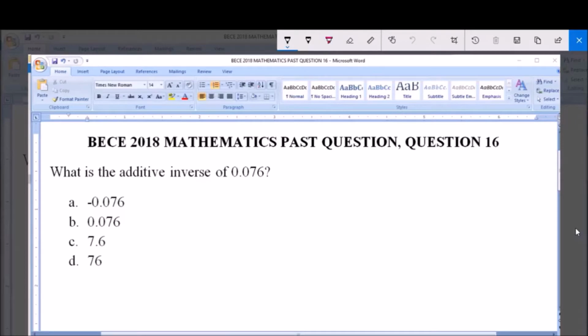Today we're going to be dealing with BECE 2018 Mathematics Past Question, question 16. What is the additive inverse of 0.076? A minus 0.076, B 0.076, C 7.6, and D 76.